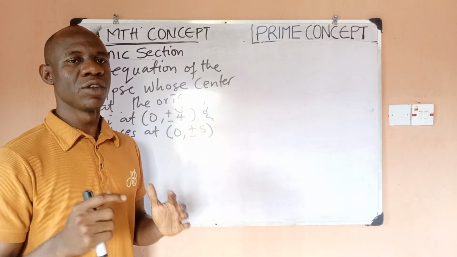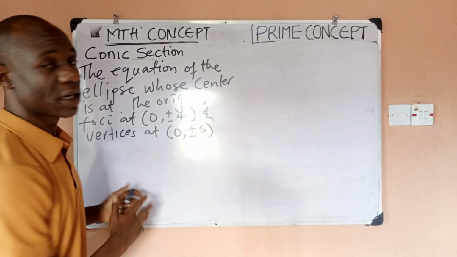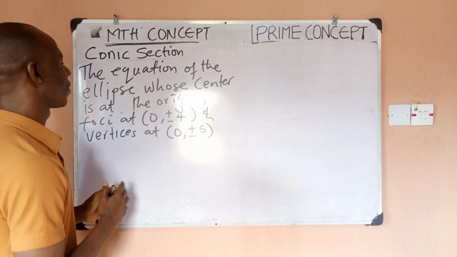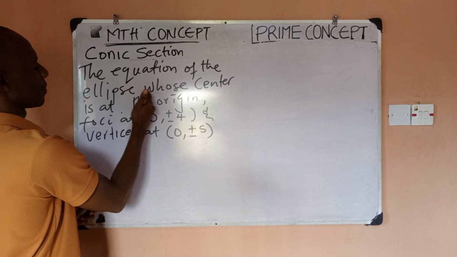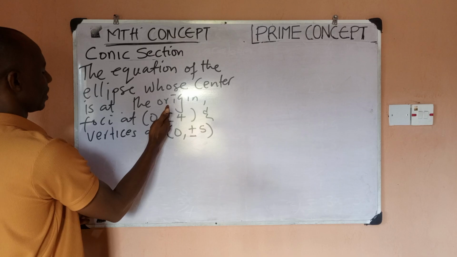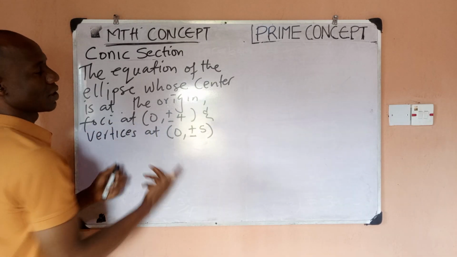We want to take a quick look at this problem on ellipses and see how we can solve this very fast under exam condition. So the question says the equation of the ellipse whose center is at the origin and foci at this point, vertices at this point is what?